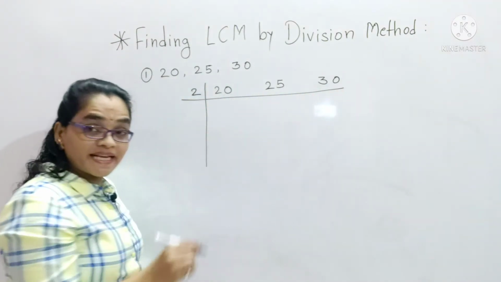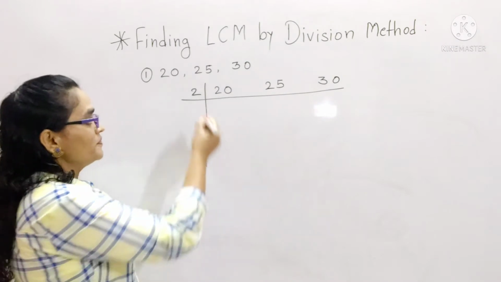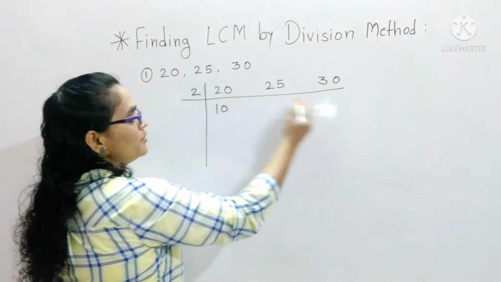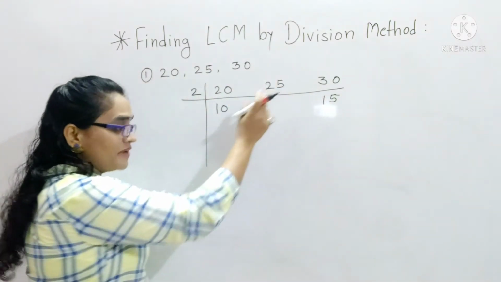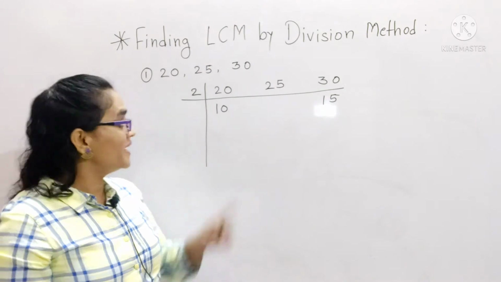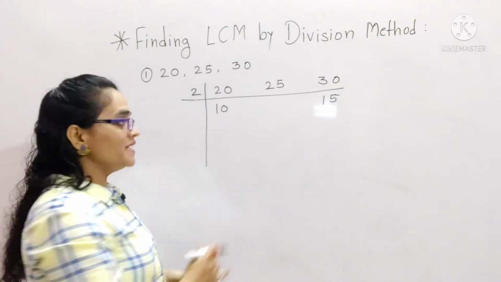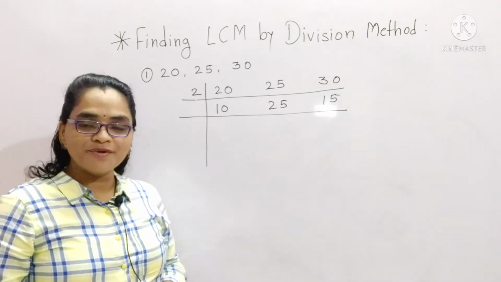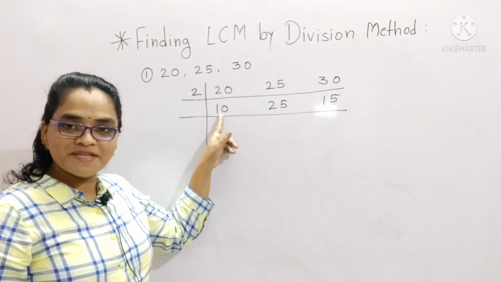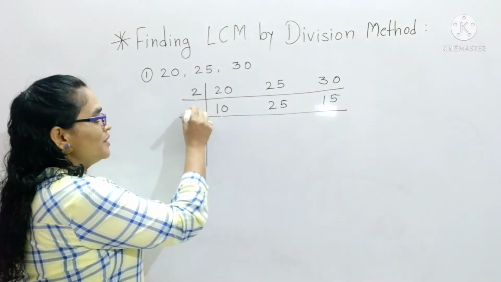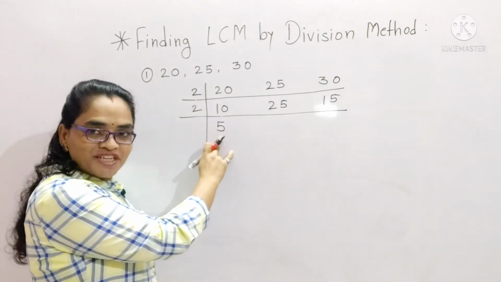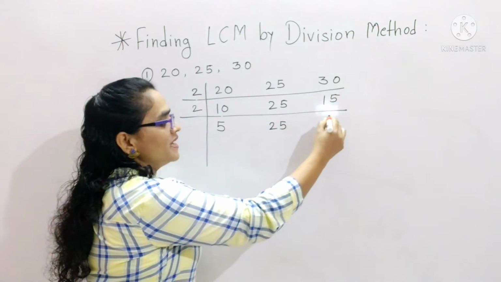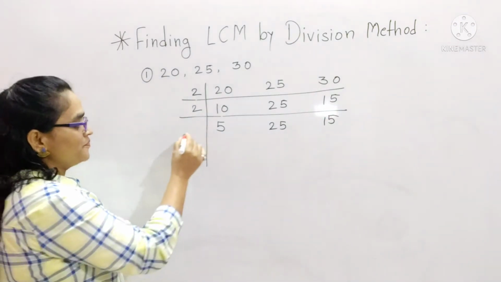Now second step, remember what is the second step? Divide 20 by 2, 2 tens are 20. Divide 30 by 2, 15. And 25, which is not divided by 2, that number we copy as it is to the next row. Same process we have to continue. See 10 is divisible by 2, so here write down 2. 2 5s are 10. Quotient write down in the next row and undivided numbers 25 and 15 write down as it is to the next row.